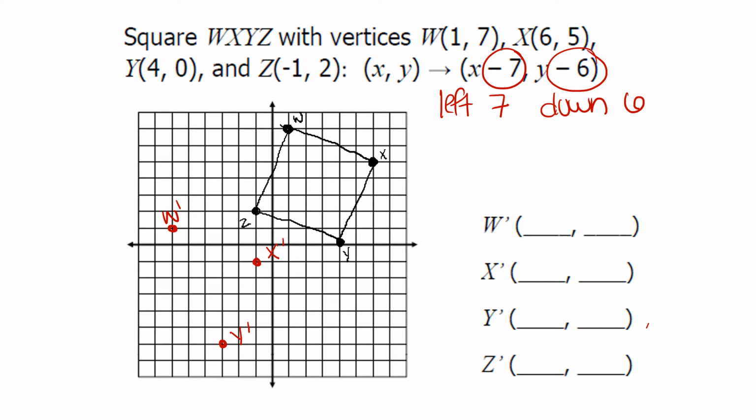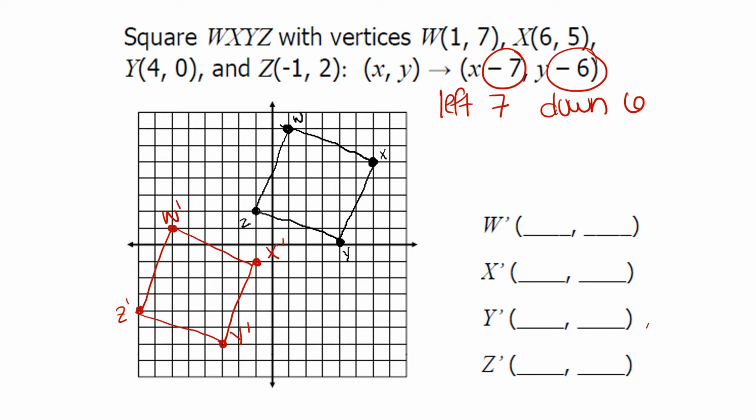And the last point Z, we go left 7 and down 6. And label it Z prime. Connect your dots and we end up with the same square, just with the new coordinate points. So we can go ahead and write down the new coordinates.